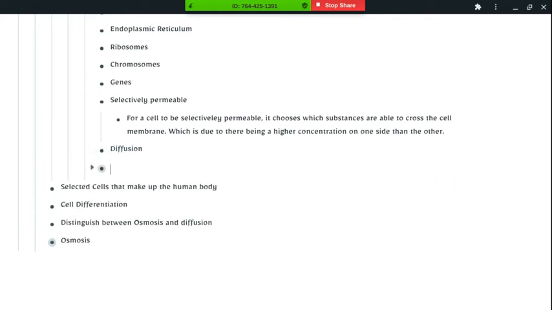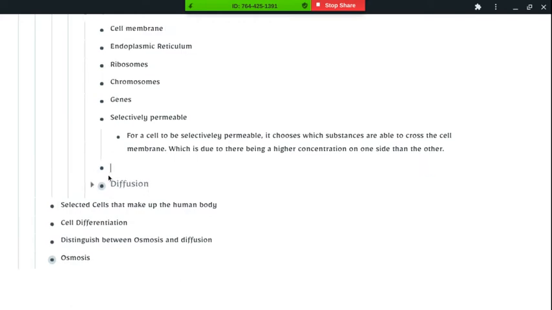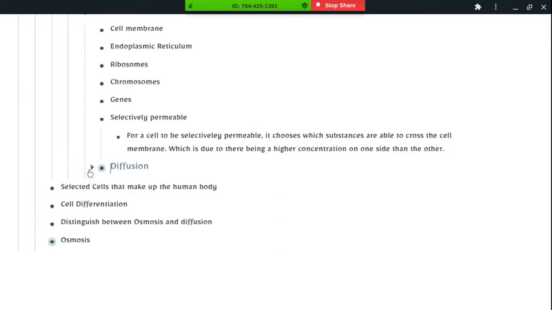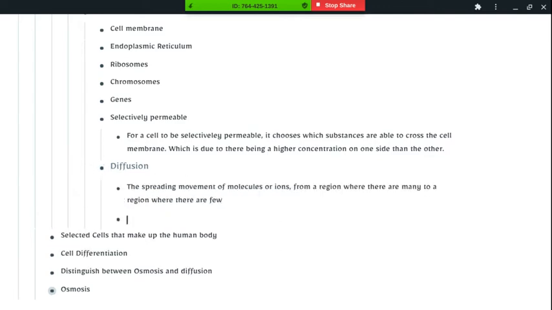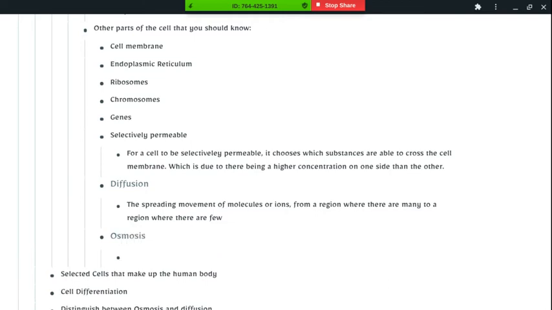Osmosis now. Sir, can you put it down, sir? That wasn't finished. Okay. Diffusion. Let's go osmosis quickly. Osmosis. This is responsible for the movement of water across cell membranes.